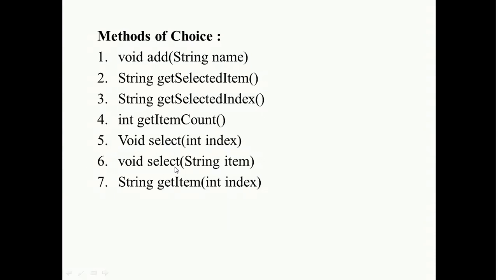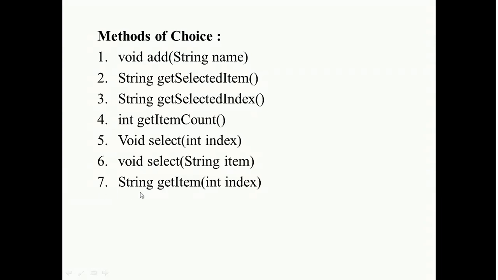The sixth method is select, having parameter string item. In this method you can set the currently selected item. So here we give the name of the particular string and that will be selected. So in the fifth method, select has parameter int index. Here we give only the index of that particular item, and in the sixth method, select having parameter string item, you give the particular string in the list.